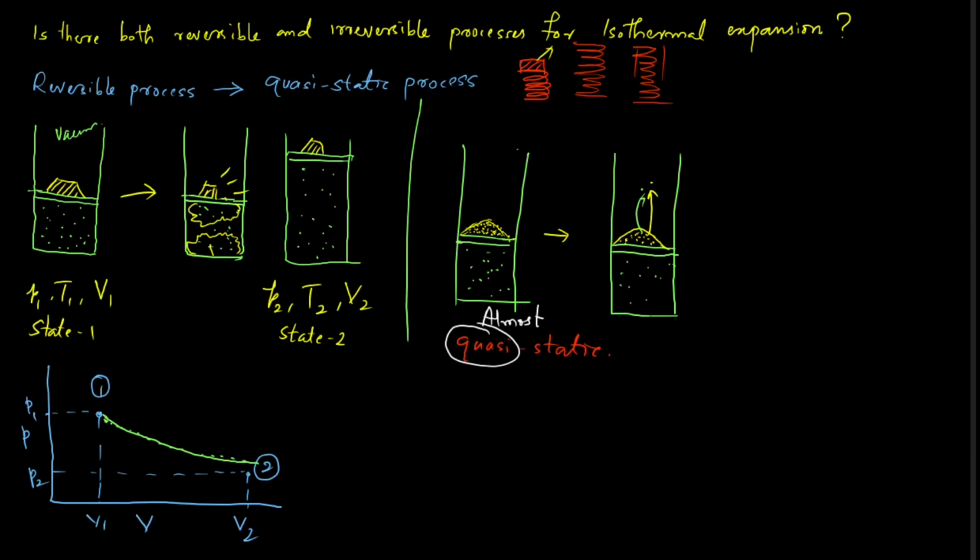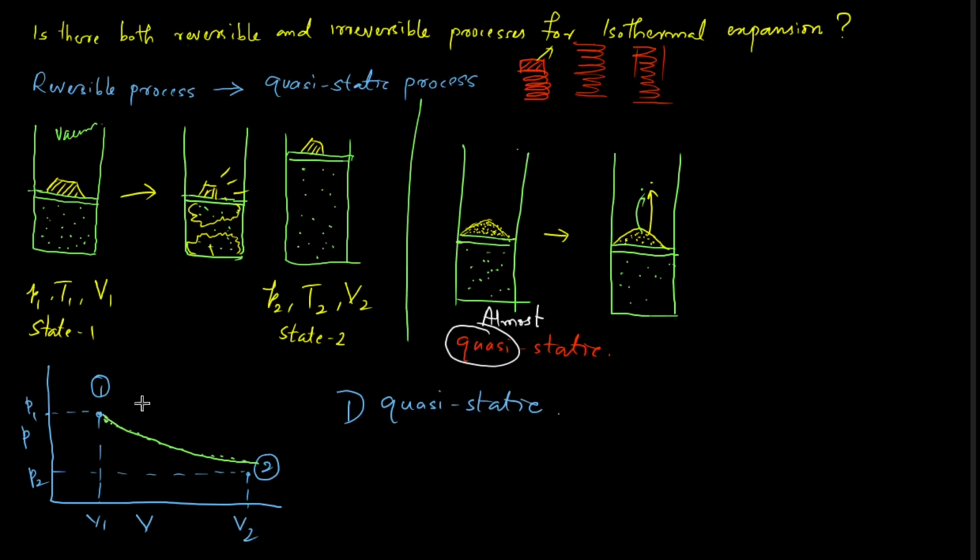So what is meant by a reversible process? For a process to be reversible, there are mainly three conditions. One is it should be quasi-static. That means it should be in equilibrium at all the points.